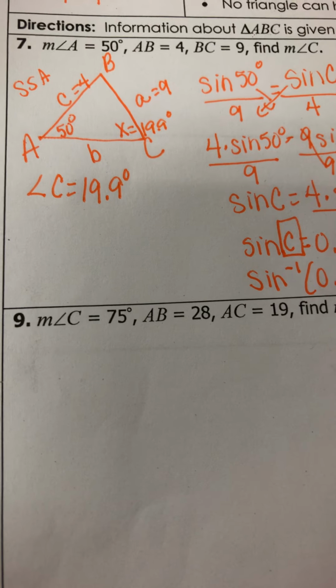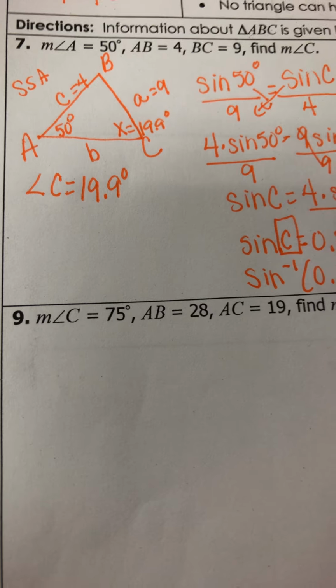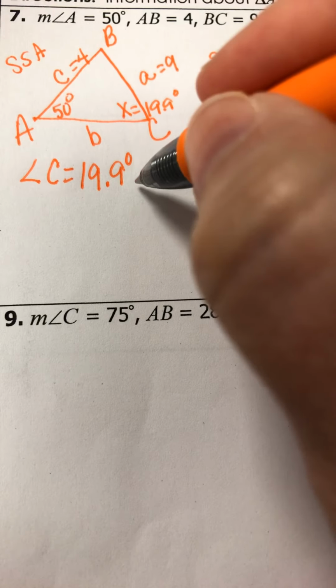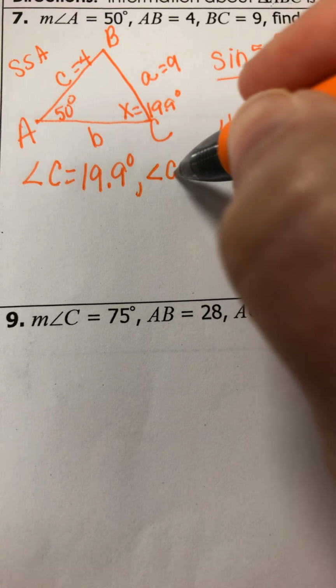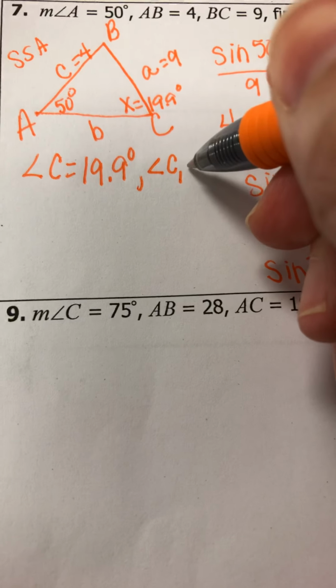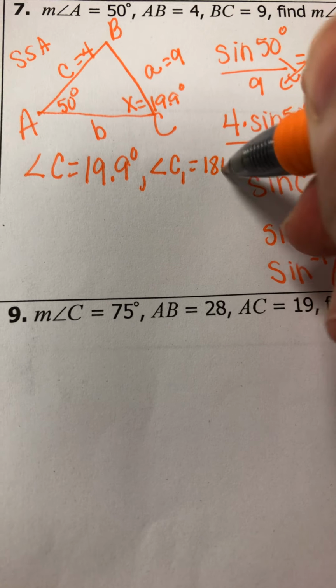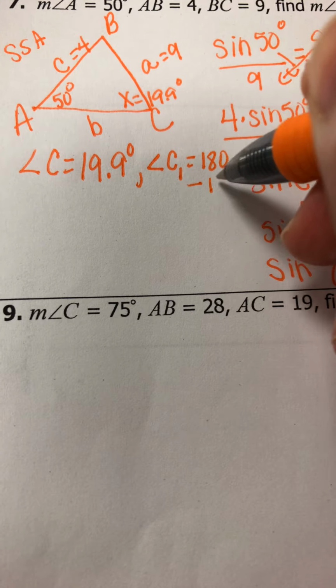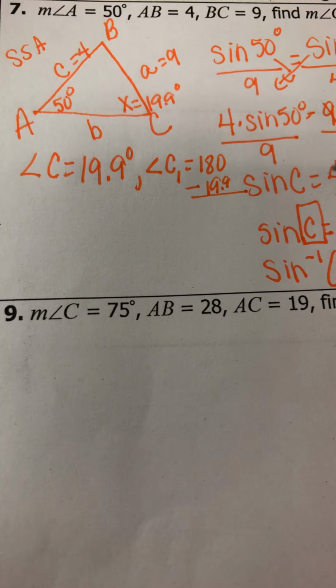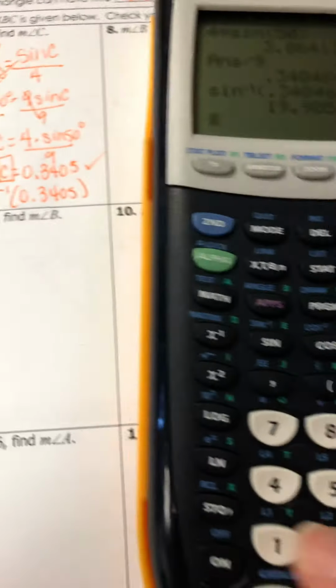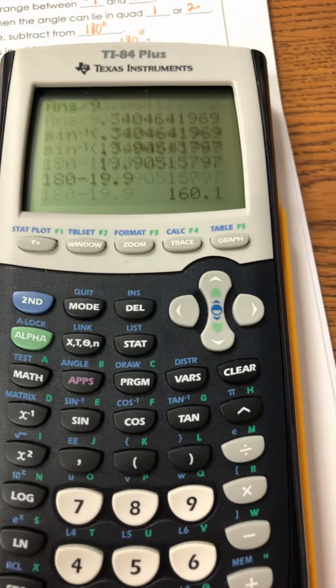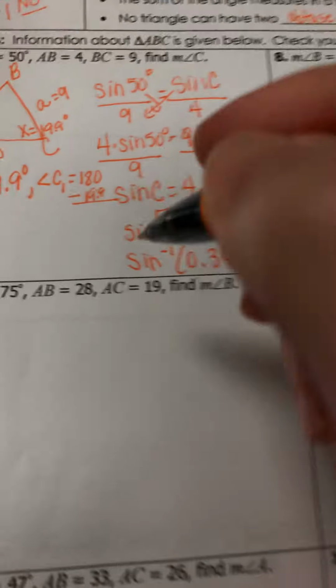But remember, with side-side-angle, we can have 2 solutions. So I'm going to find my proposed angle C1. To find that, I'll just do 180 minus 19.9. Okay, so 180 minus 19.9 is 160.1.